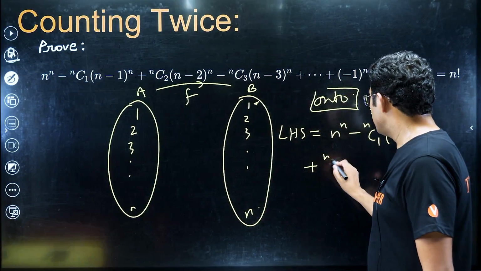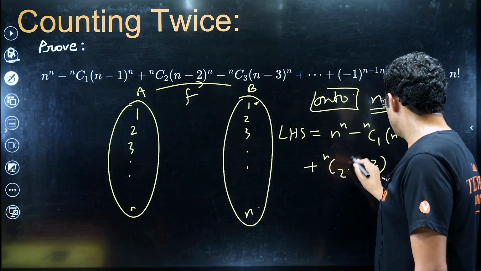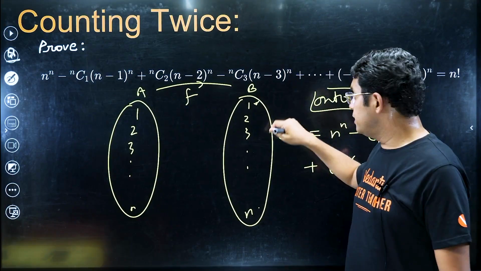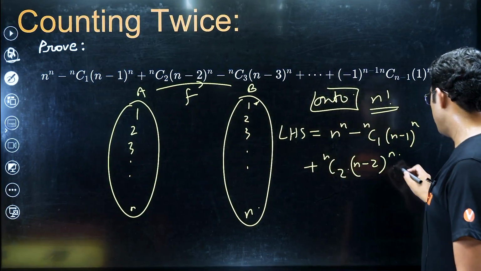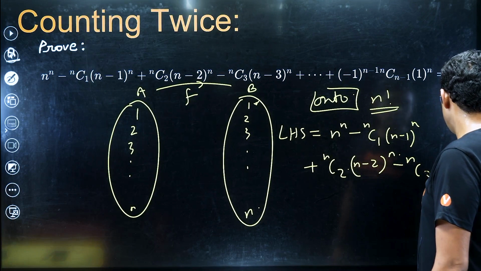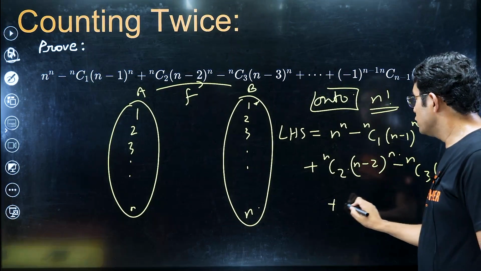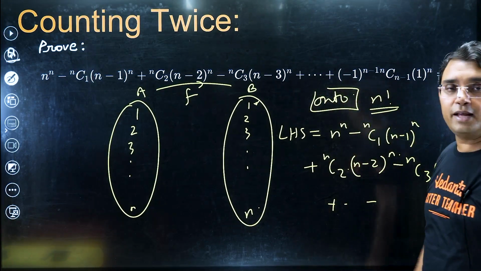So if you do plus, it will be nC2 into (n minus 2) raised to the power n, because if 2 elements are taken out, then only n minus 2 choices will be there for every element here. Then minus nC3 into (n minus 3) raised to the power n, and so on. So you can see this left hand side becomes equal to n factorial.